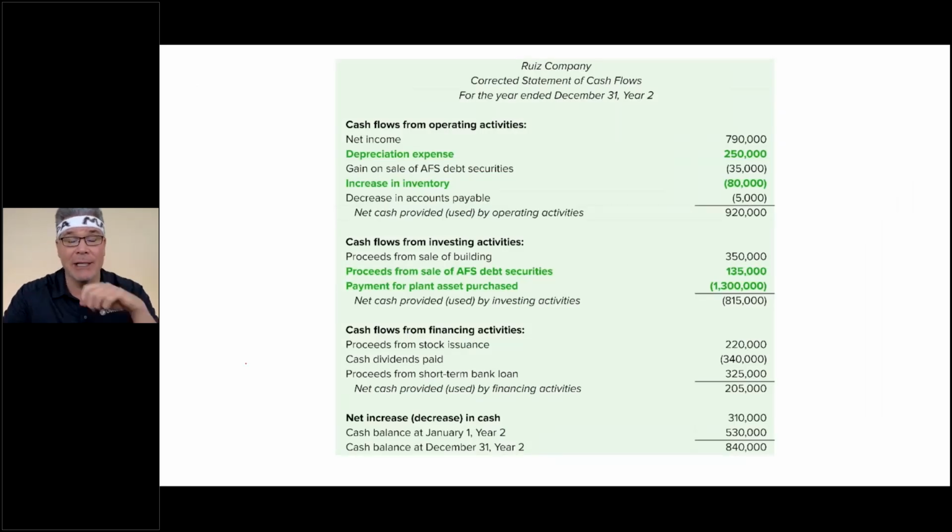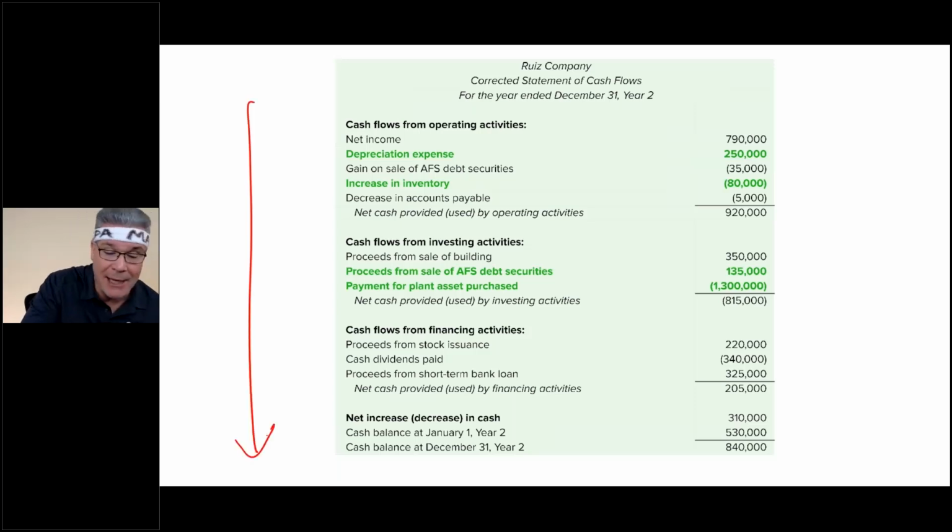So folks, here it is with all the corrected numbers. Now you would have to cut and paste from those various entries line by line, logically going top down. Net income per our income statement. Depreciation we add back. The gain we subtract out. The increase in inventory, we do the opposite, we subtract. Decrease in accounts payable, we keep the sign. Cash provided by operating, 920. How do we know this is the indirect method? Because we started with net income.